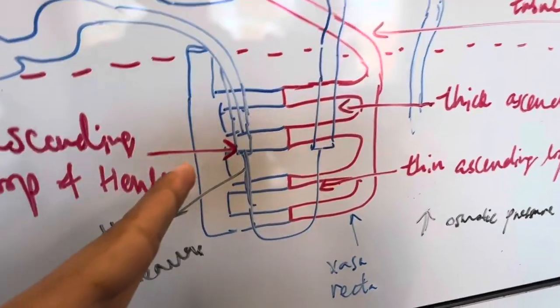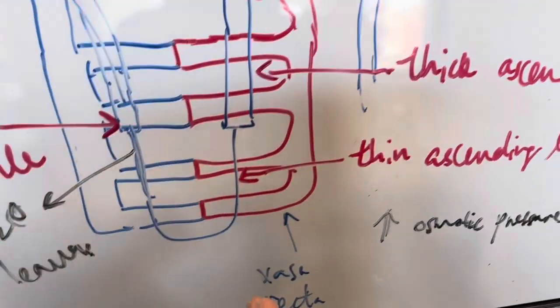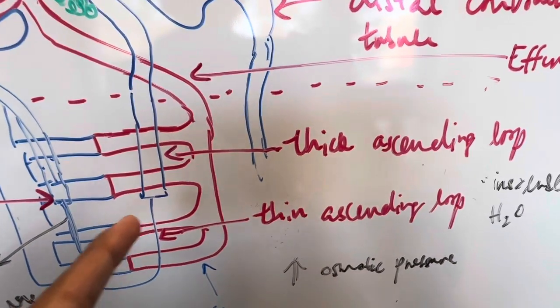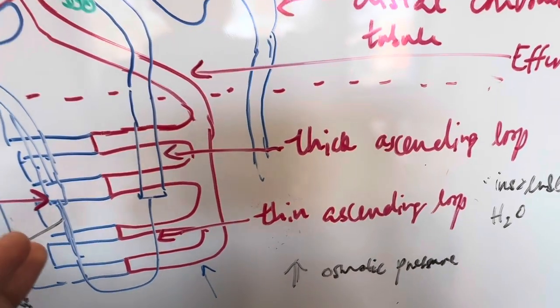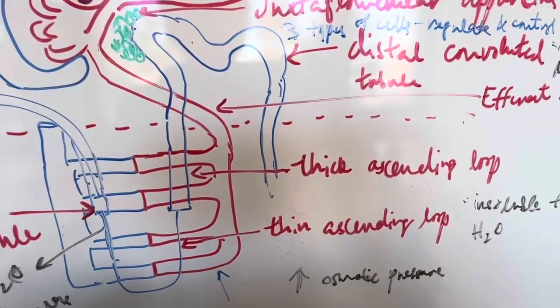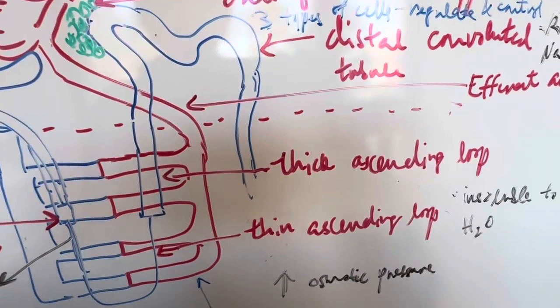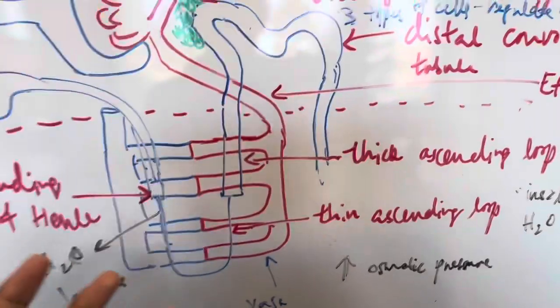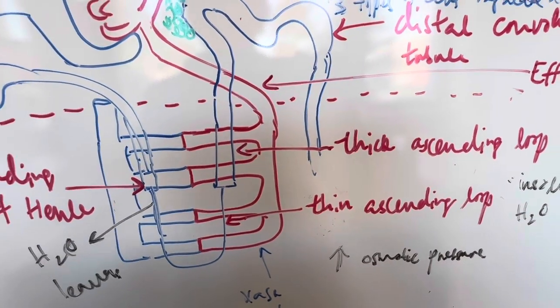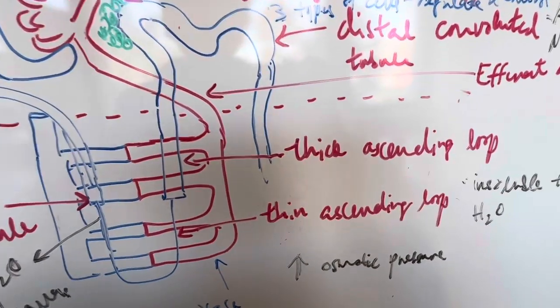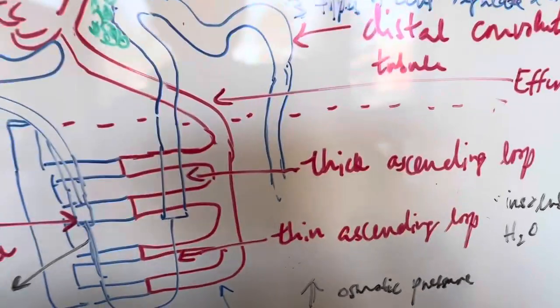From the descending loop of Henle, we go to the thin ascending loop of Henle and eventually the thick ascending loop of Henle. Both the thin and thick ascending loops of Henle are impermeable to water. So the overall function of this loop of Henle is to increase the osmotic pressure by increasing the solute concentration.